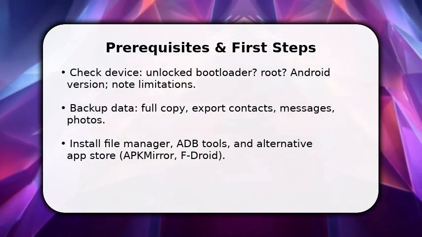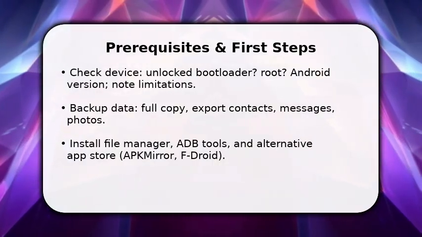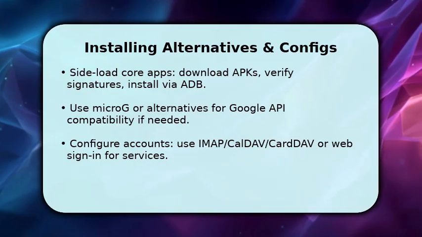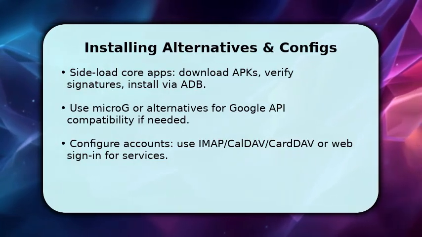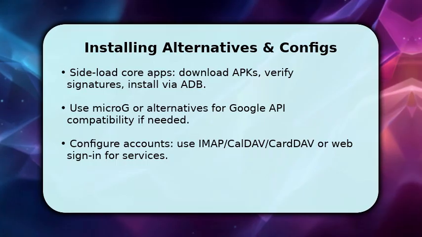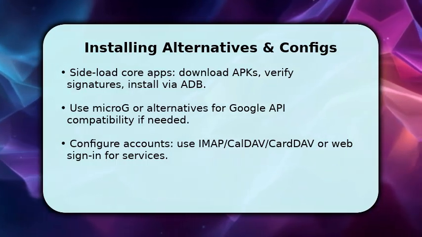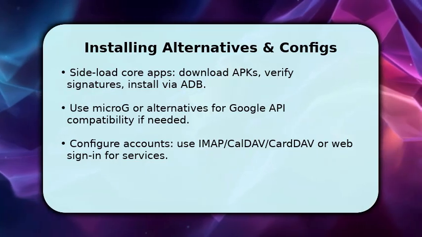Now you sideload essential apps. Download APKs, verify signatures, then install via ADB to avoid Play Store dependencies. If apps require Google APIs, install MicroG or another reimplementation to provide location, push, and account hooks. Follow the installer steps and grant required permissions.